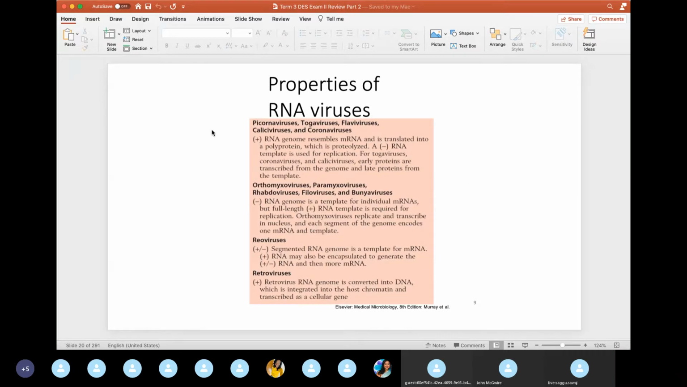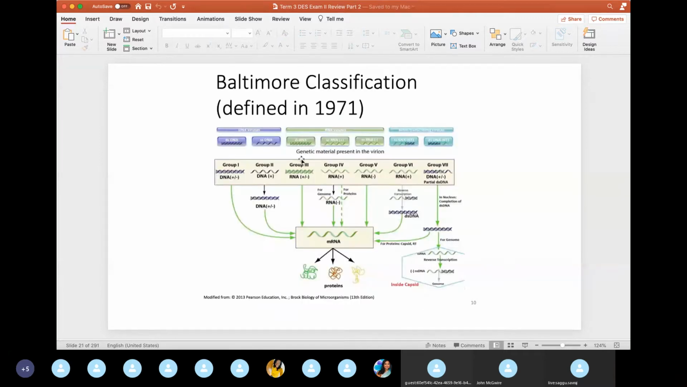Properties. This will be emphasized more, I think, in term 4 and term 5. Next term and term 5, we're going to go over the differences. But for now, highlight this one. The Baltimore classification, this is high yield. Group 1 to group 7, right? You need to know the properties of each group. You need to know an example of a virus from each group. You need to know the mode of replication for each group. Actually, on the STEP exam they don't use the Baltimore classification, but that's not the point. You need to know this one for your SGU exam.